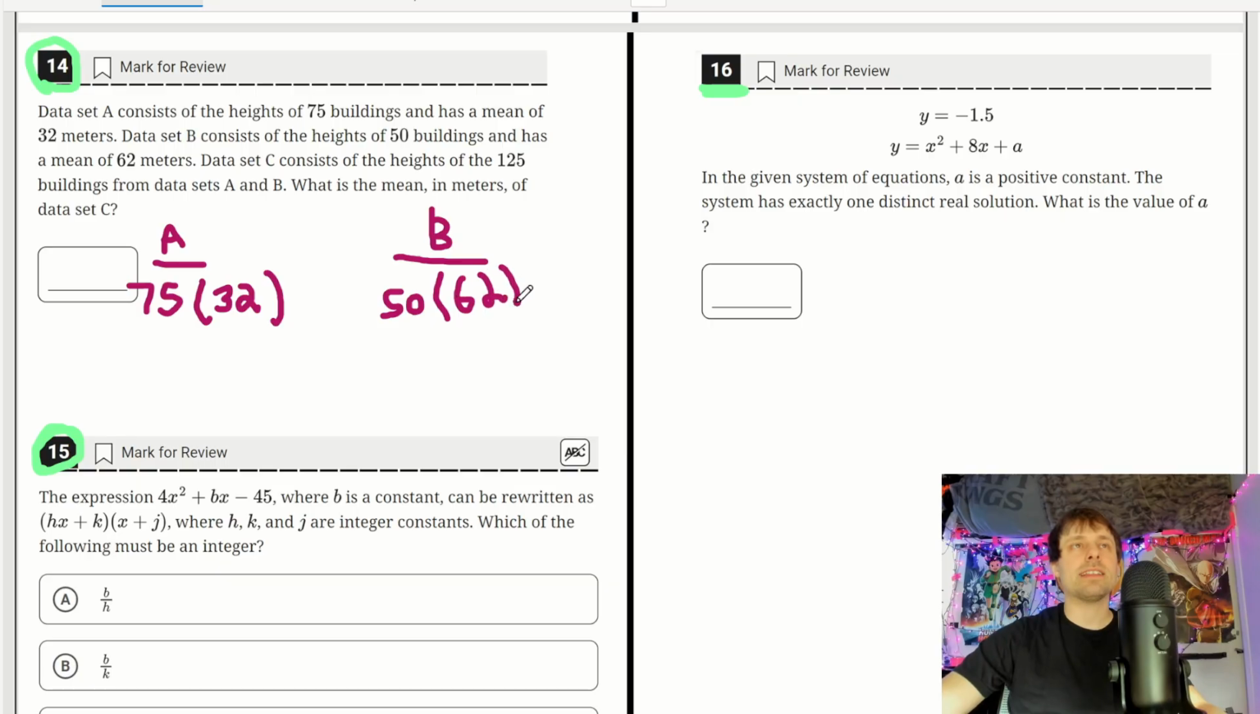So why am I writing them like this? What this tells you, let's just get what these totals are real quick. So we have 75 times 32, and that's going to be 2,400.